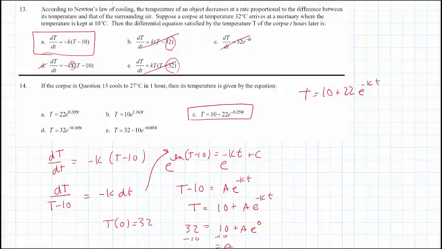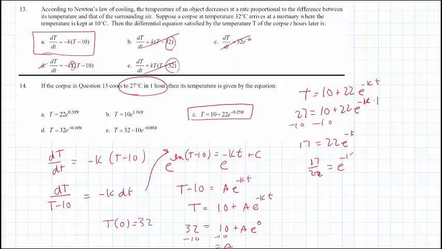Now, in order to find out what k is, we'll have to use some other information, which they give right here, that in 1 hour the corpse is 27 degrees. Negative k, and then that's 1. So now we have enough information to find out what k is. We'll subtract 10 from both sides and get 17 is equal to 22 e to the negative k. We can divide both sides by 22.